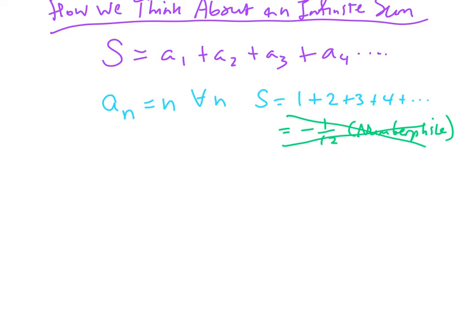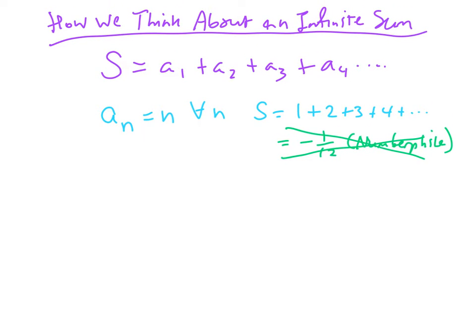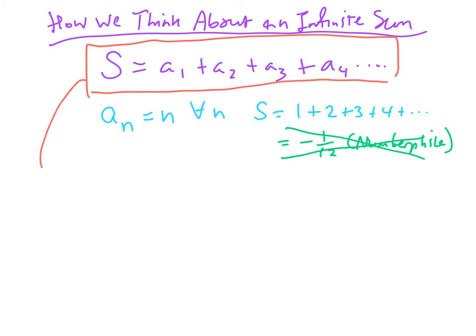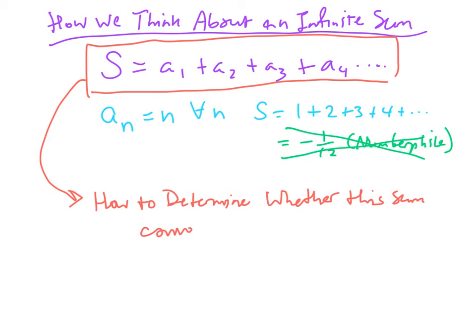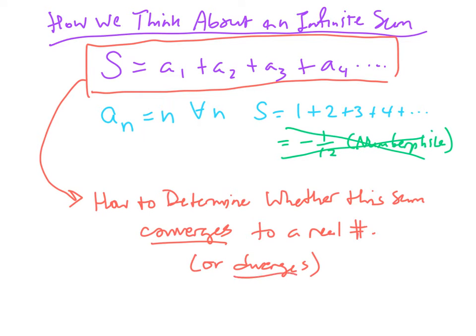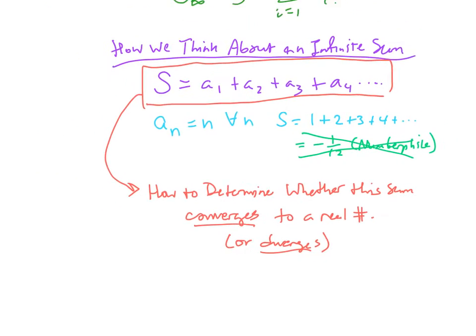So back to the sum, S equals a1 plus a2 plus a3 and so on. All I'm saying is there's no reason to expect that this will necessarily have a real number sum. That's actually a very serious question, whether it should or not. But here's how we determine whether it should. We're going to determine whether this sum converges to a real number. And then just like with limits and sequences and all the other times you've seen the word converge, if it doesn't converge, we're going to say it diverges.